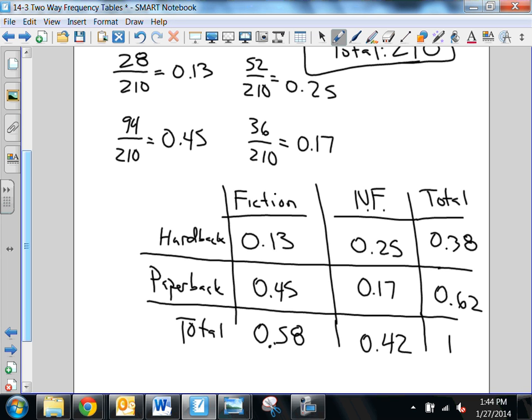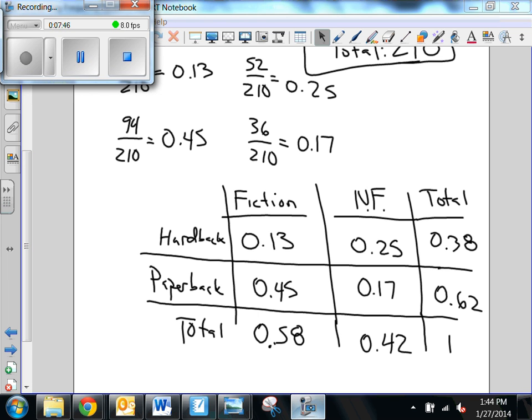Okay, so that is a good example of what we're doing tomorrow, talking about two-way frequency tables as well as joint and relative frequencies. So good example for you to study. Make sure you take good notes and write them down.